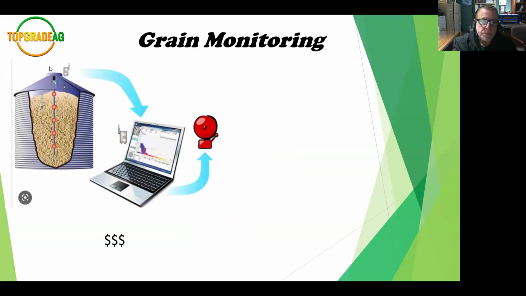Now, the other item that is prohibitively expensive is real-time grain monitoring. If you're going to be harvesting high moisture grain, you really need to monitor it probably closer to hourly rather than once a month. And currently, if you have, for example, a bin yard with 20 bins, typically it's $1,000 per hardware box to monitor those bins. So 20 bins is $20,000.